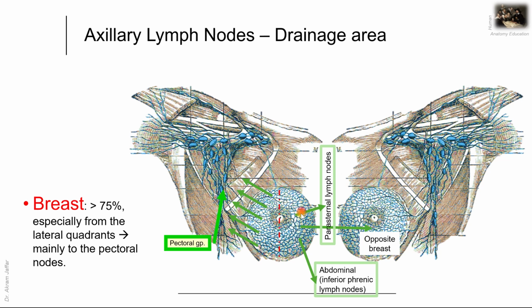They will either drain to the parasternal lymph nodes that are located on the side of the sternum along the internal thoracic or internal mammary artery, or from the lower side, they will drain into abdominal lymph nodes that are located on the undersurface of the diaphragm. Some of them might cross and go to the opposite breast. But again, I repeat that most of the lymphatics of the breast will drain into the pectoral group of lymph nodes, which is also known as the anterior group of axillary lymph nodes.